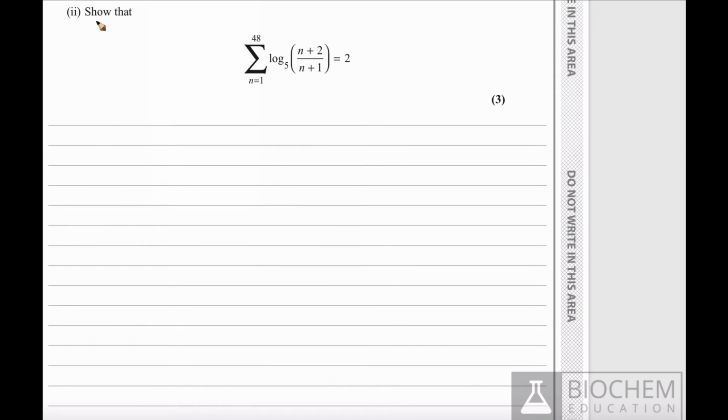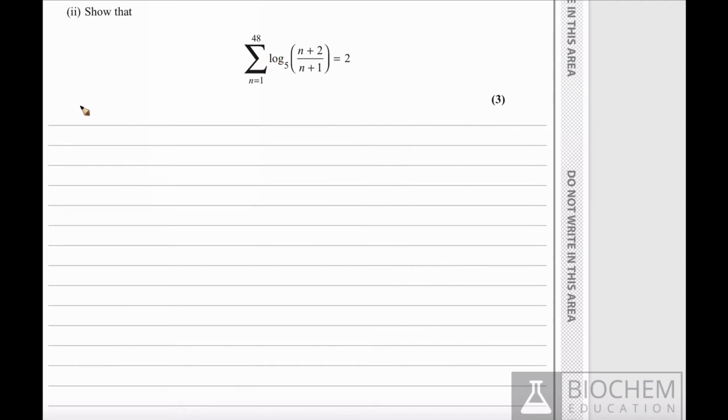Question 8, part 2. Show that the sum of log to the base 5 of (n plus 2) over (n plus 1), where n can take any values between 1 and 48, comes out to be 2. We can start our answer by substituting n is equal to 1 into this equation.